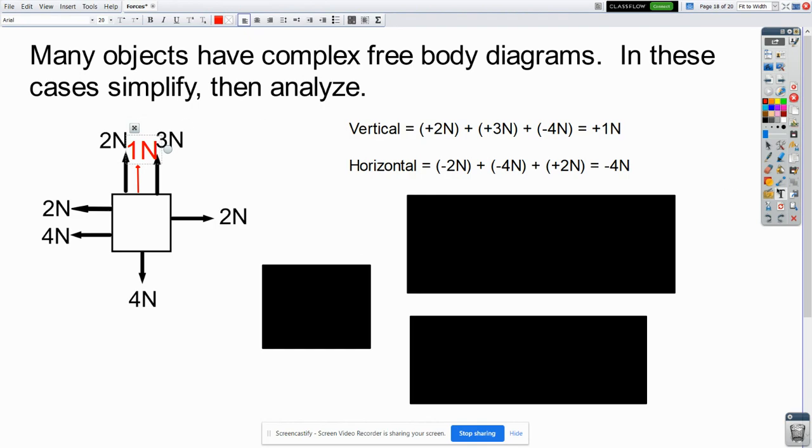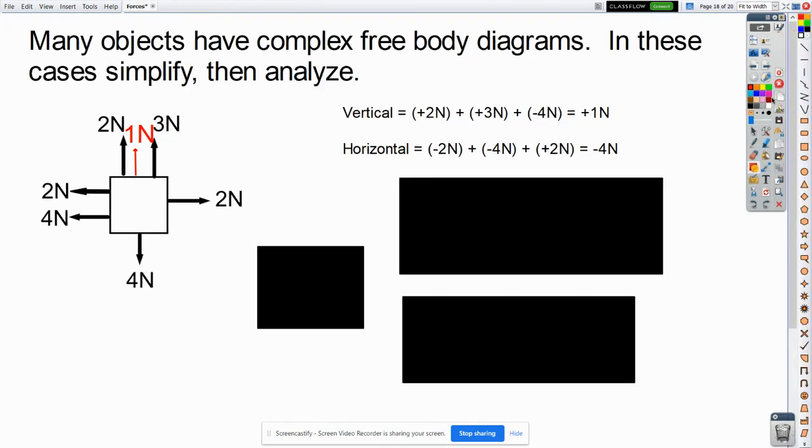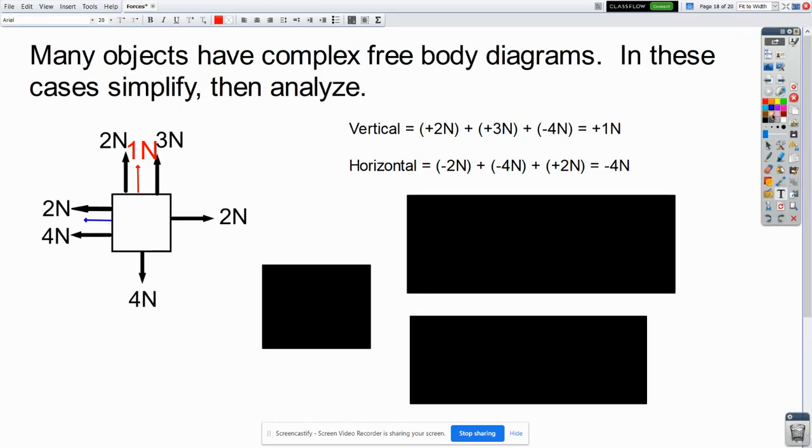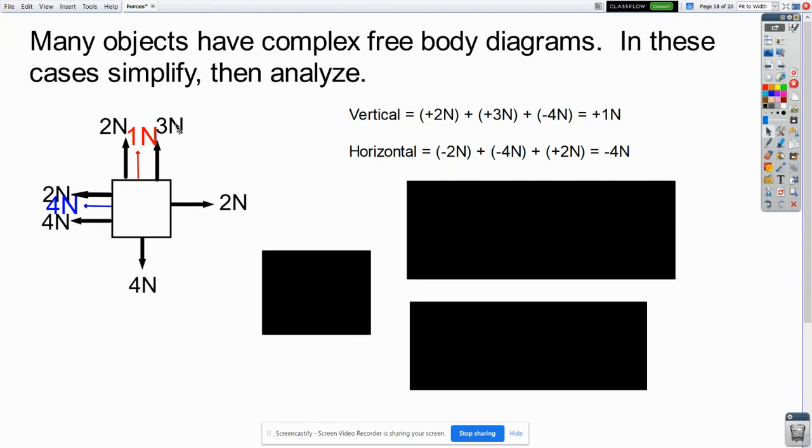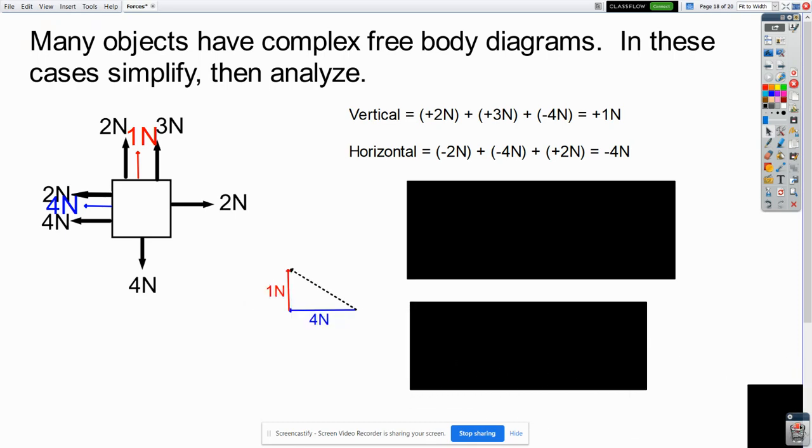And I have a vector to the left, at 4 newtons. So all 6 of those vectors that are acting on that object boil down to those two things, a 1 Newton up and a 4 Newton left. What I can do with that is a little mathematical analysis to figure out what the resultant is.